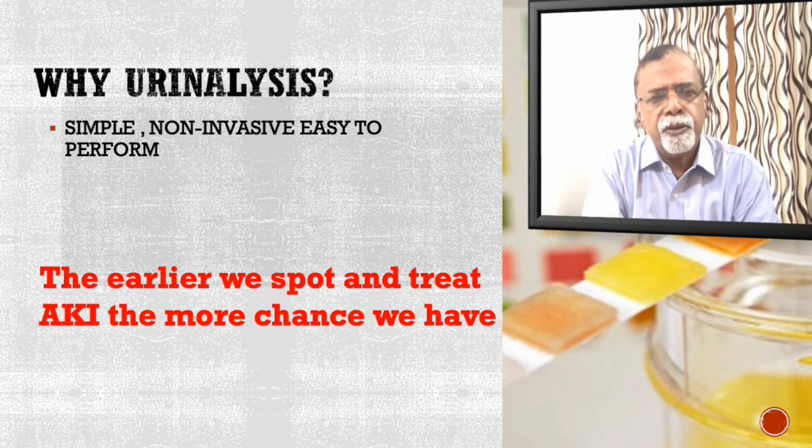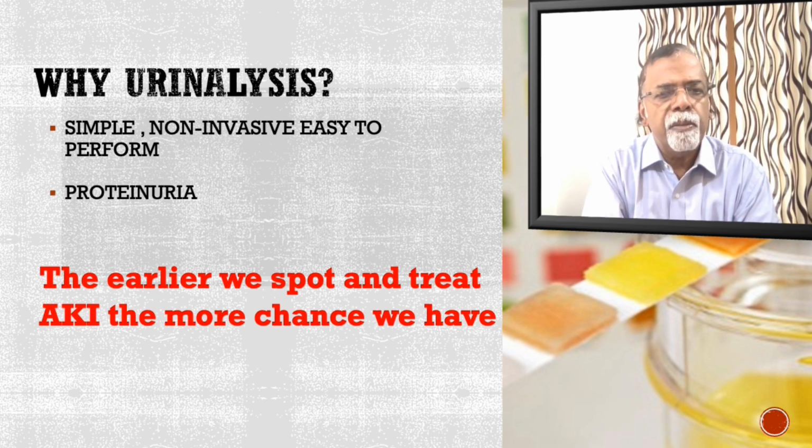Why, in the era of sophisticated investigations, should you check the urine? The earlier we spot and treat AKI, the more chance we have of preventing it from progressing. Urine testing is simple, non-invasive, easy to perform, and available everywhere. Early signs of kidney damage include proteinuria and small amounts of RBCs in the urine, especially in cases of intrinsic renal disease.